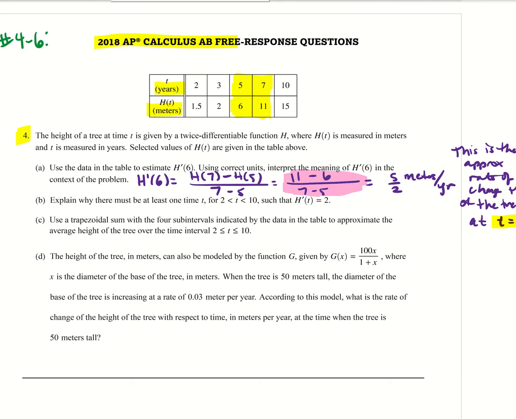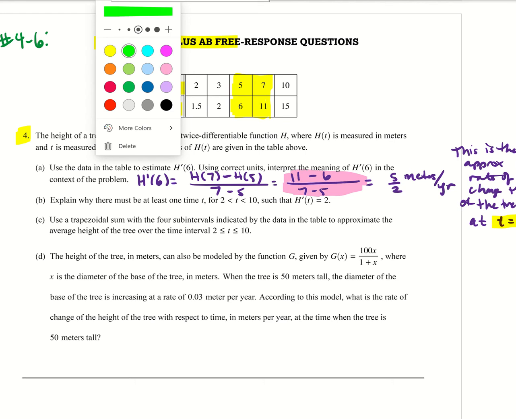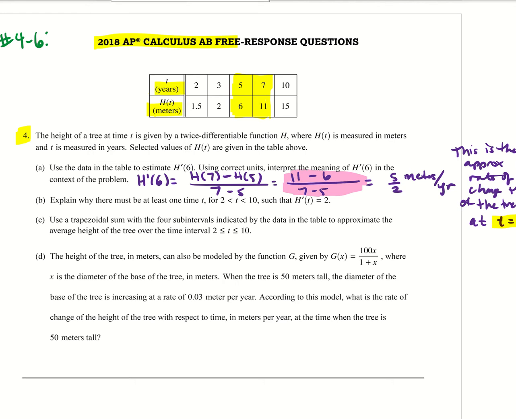Okay, part B. Explain why there must be at least one time over the open interval from 2 to 10 that h prime of t is equal to 2. Well, anytime that you see something that says at least one time, that's probably using one of our theorems. And the goal would be to say, which theorem? We're looking here at h, and here they're talking about h prime.